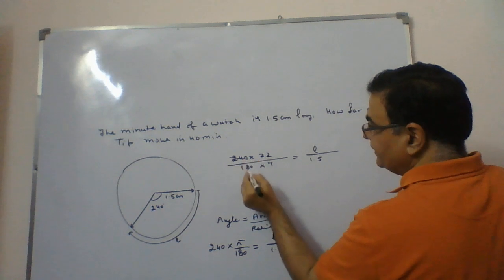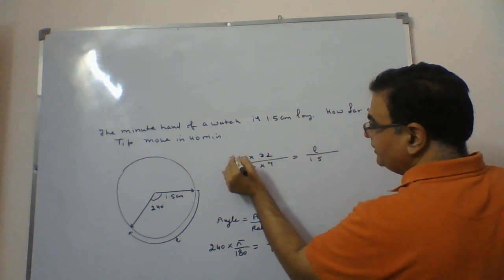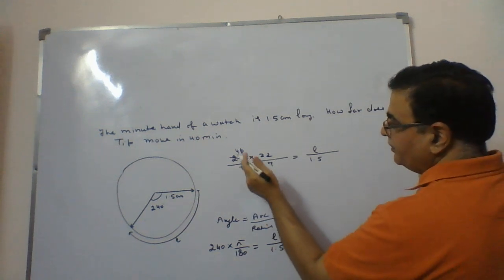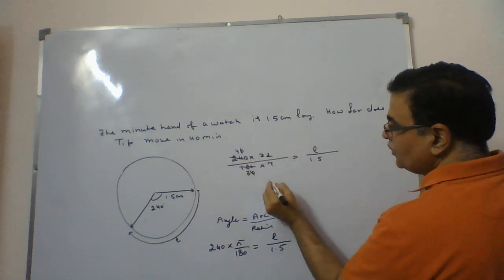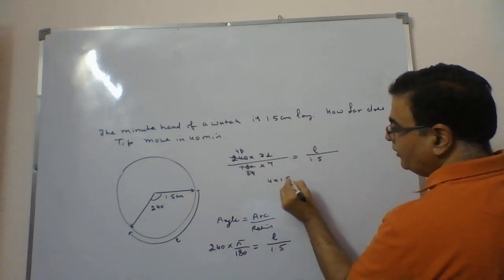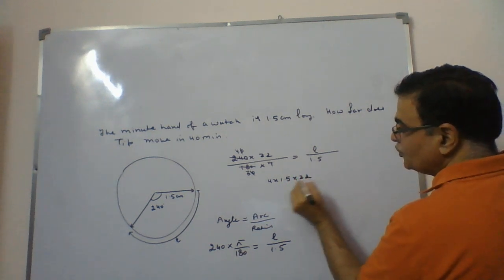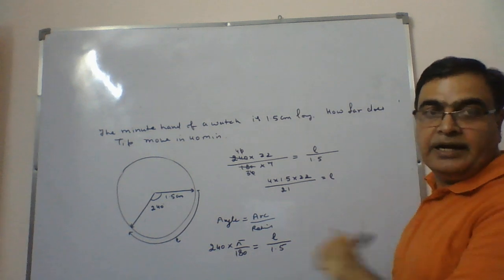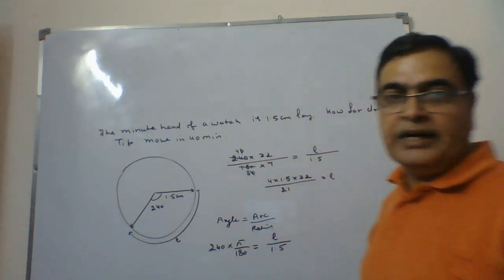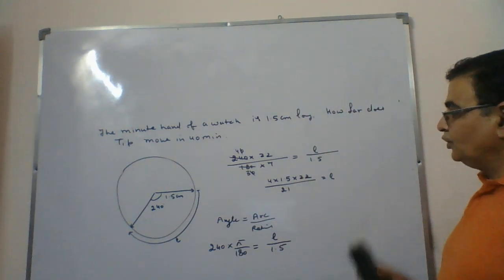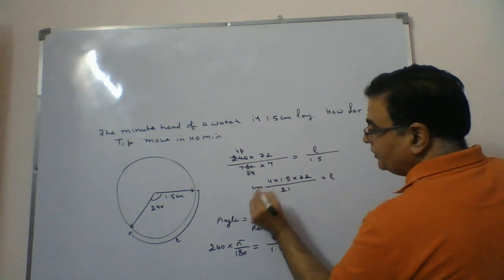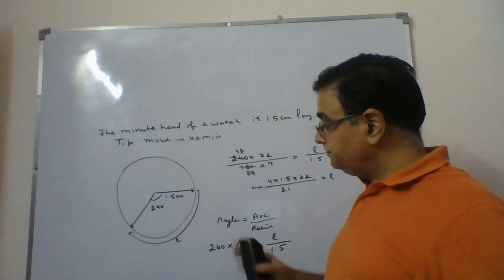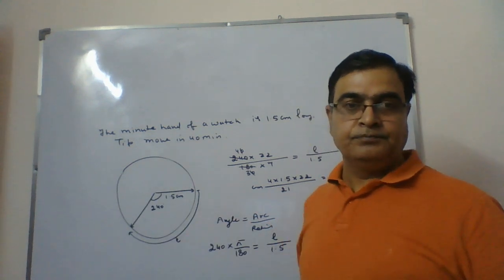By 6 we can cancel out. 6 3s are 18. 6 4s are 24. The 0 is also gone. And then left is 1.5, which I'll take now. 4 into 1.5 into 22 divided by 21 is the length. And now you know how to calculate it. So that calculation you can do. This length will come in centimeters. This is the length covered by the tip of the minute hand.